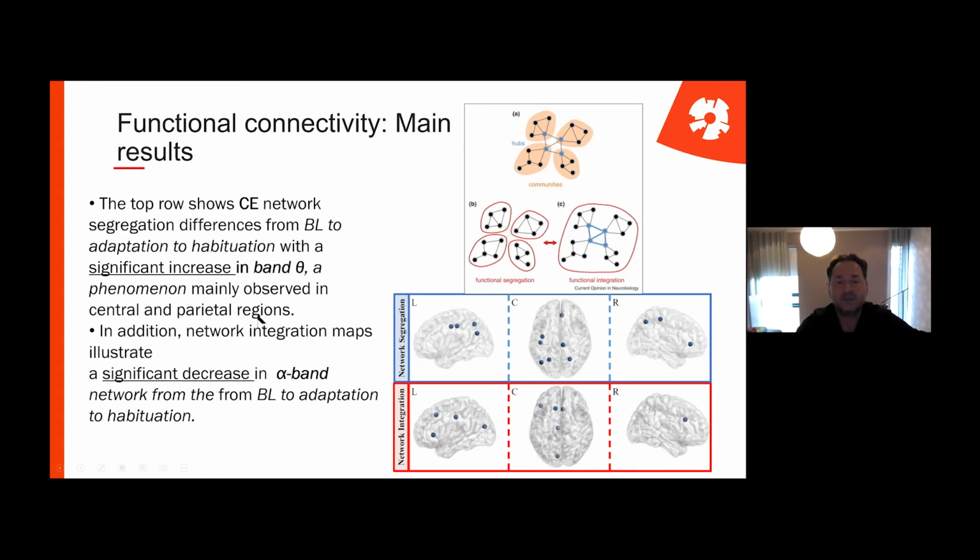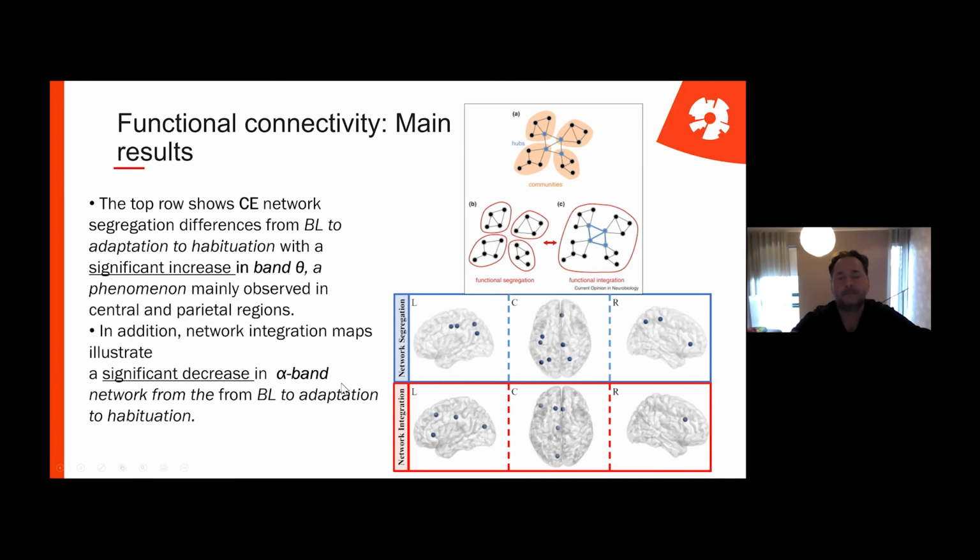But what about the integration? So how about the communication between areas of the brain? Then here we also registered a significant decrease in the alpha band from the baseline to the adaptation to the habituation. So also here we can see a standardized configuration of the brain activities, in this case connecting between different hubs, so between different areas of the brain in the alpha band.